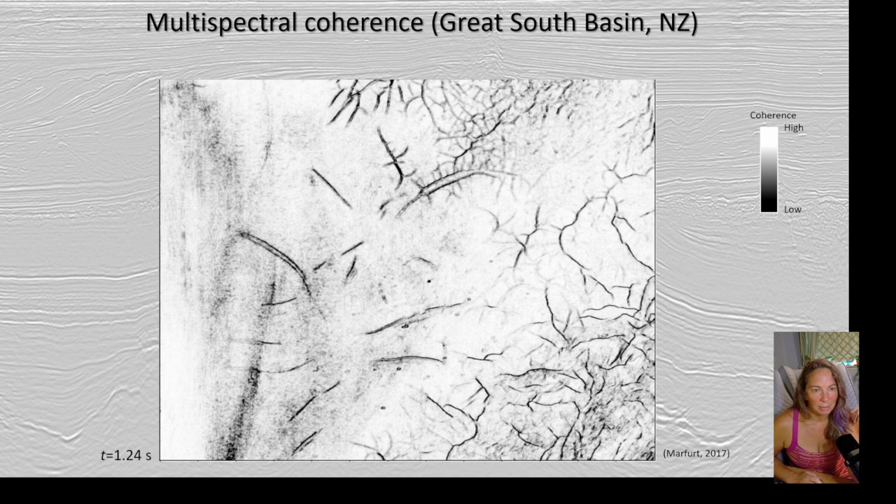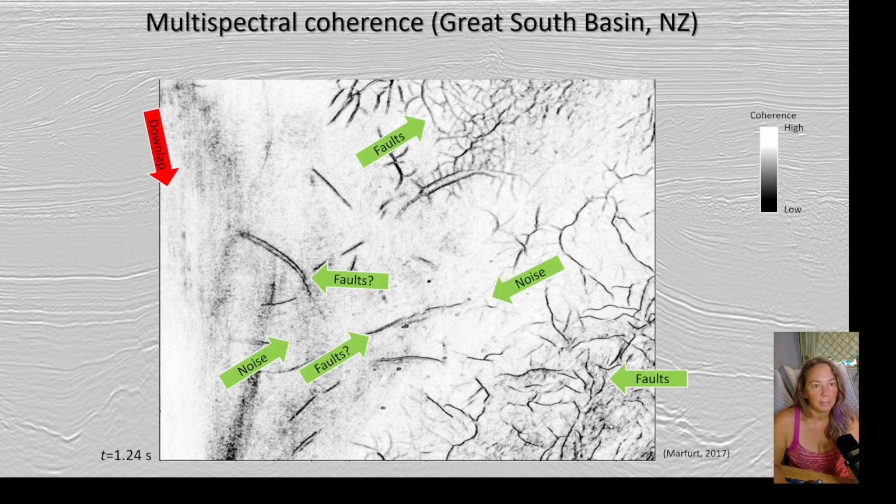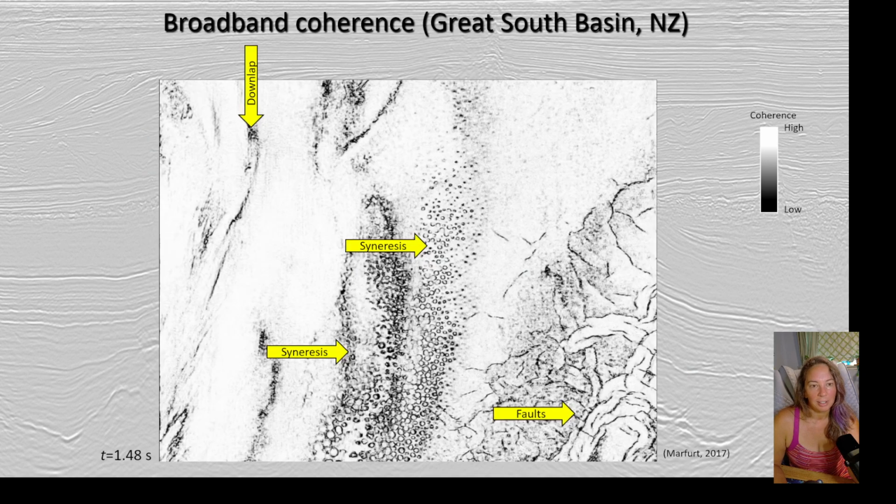But the downlapping feature we had over here on the left-hand side isn't quite as clear, and that's because it only showed up on a few of the spectral components. So putting the interpretations on there, you can see what I see.